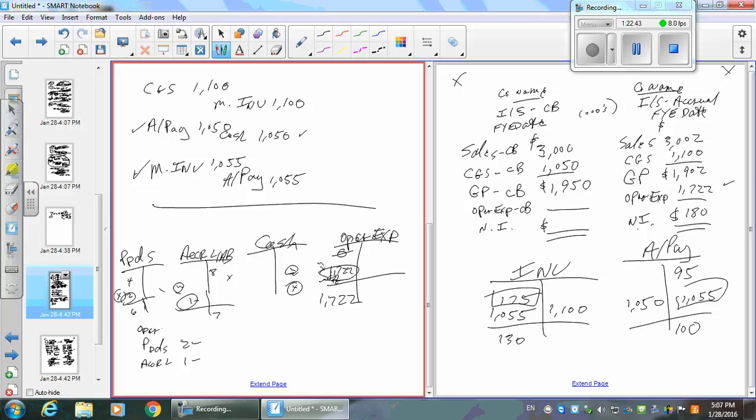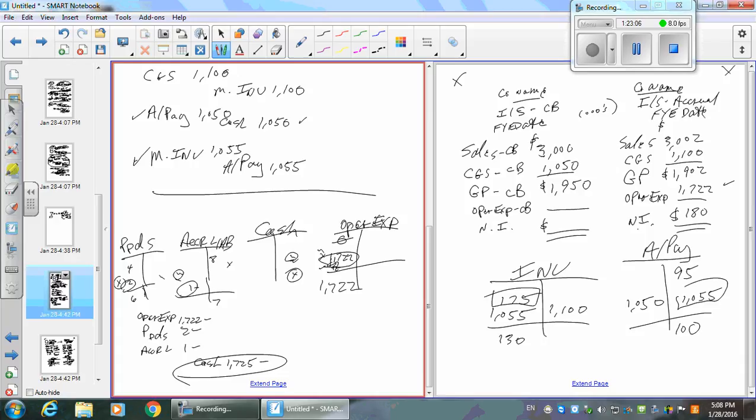And then the one unknown that I have left here, it'd be a credit to what? Cash. Because I paid for the operating expenses and I increased prepaids and I reduced accrued liabilities. So how much is that? 1725.